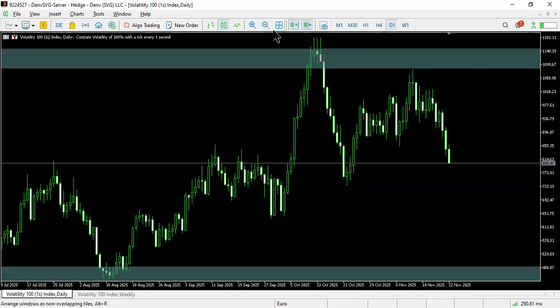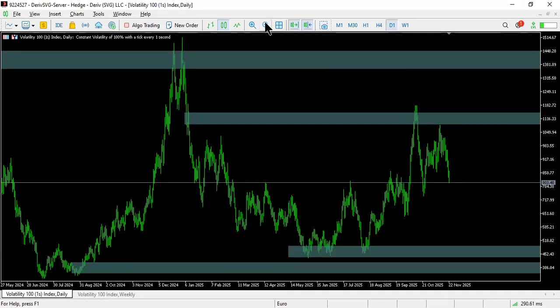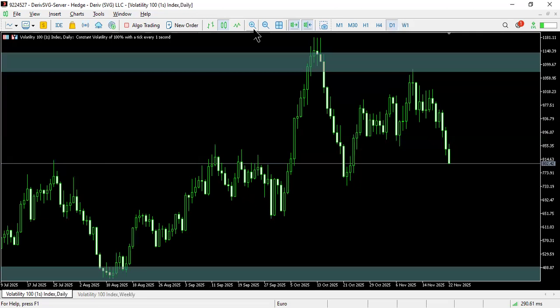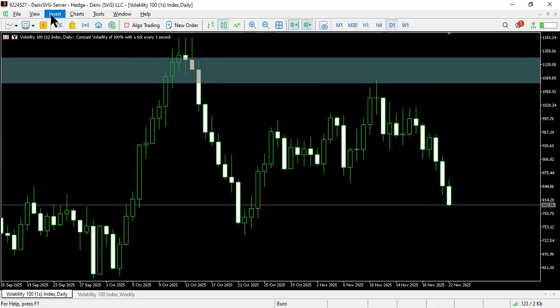And then if we go to the daily time frame, we can get the recent price action. As we can see, price is breaking structures to the downside. So we are going to be looking for selling opportunities to the downside.